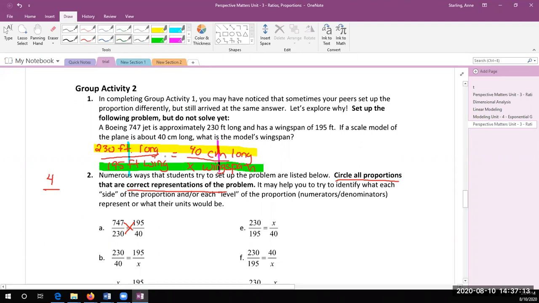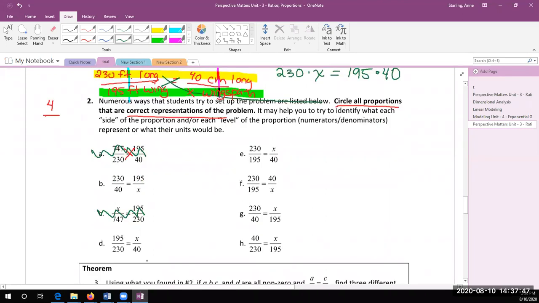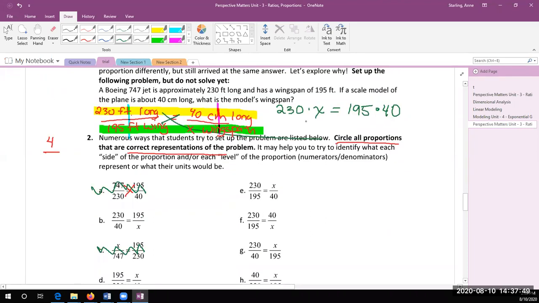So if I go to solve this, cross multiplication is going to give me this cross product of 230 times x equals 195 times 40. So any of them that give me that same cross product are going to be correct in terms of giving the same answer. So if I come down here, I need something that's going to give this cross product. Anything with a 747 is not going to work. That was the name of the jet. It'd be the same if I said it's just blue. It's not going to go in the actual problem. I'm looking for this 230.